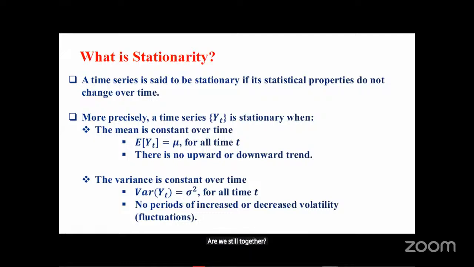Are we still together? Okay. So a time series data is said to be stationary if its statistical property does not change over time. So more precisely, a time series is stationary when the mean is constant over time, and when the variance is also constant over time.